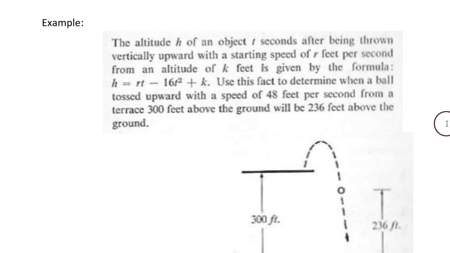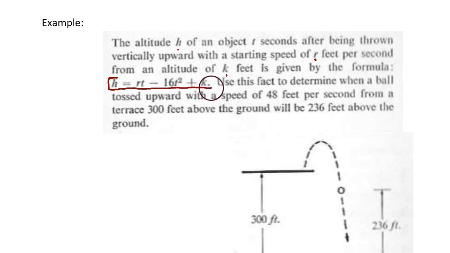Let's try one more example, this time a real-life situation. The altitude h of an object t seconds after being thrown vertically upward with a starting speed of r feet per second from an altitude of k feet is given by this formula.